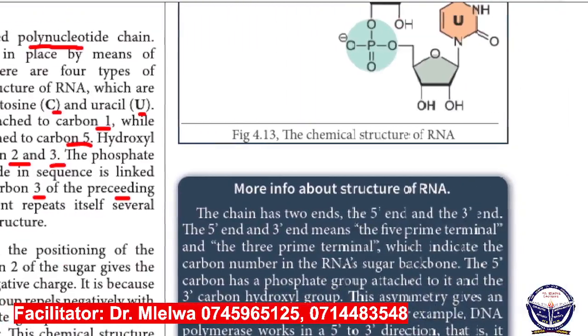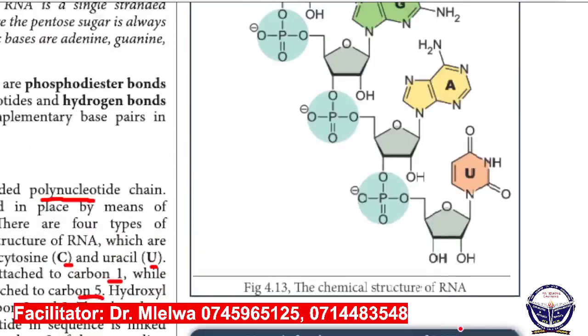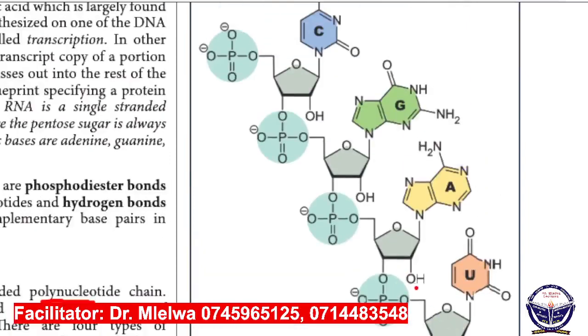So what was explained in this information is what you can observe here. Now this is our ribose sugar, and then you can see this is carbon number 1, carbon number 2, carbon number 3, carbon number 4. Then here we have carbon number 5, and then here we have the phosphate group.